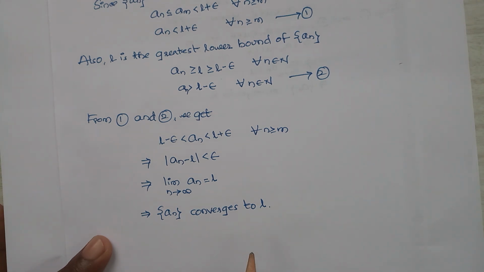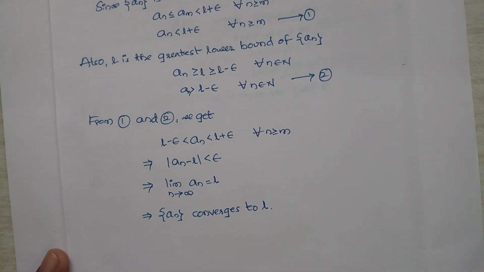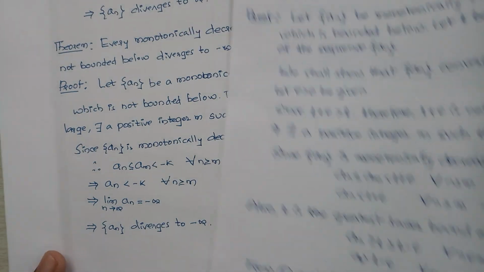So what we have done here is take a monotonically decreasing sequence which is bounded below, and it converges to its greatest lower bound. This is the proof of your second theorem.